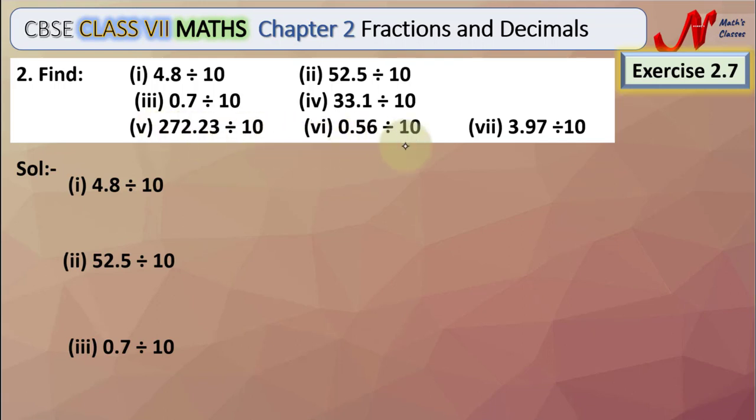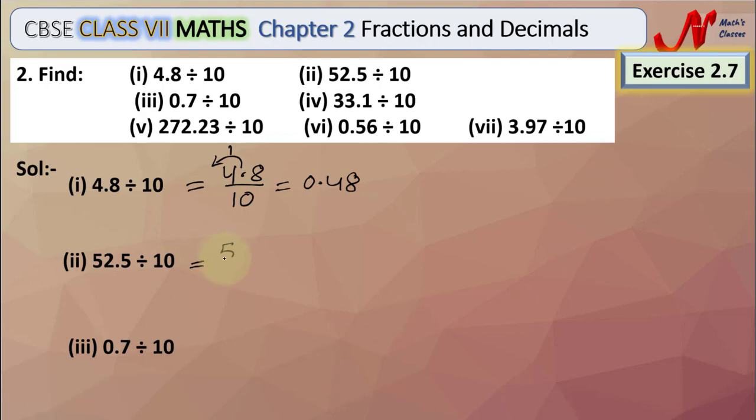Now we solve exercise 2.7, second problem. In this problem, 7 bits are given. First we solve the first bit. It is given 4.8 divided by 10. In the denominator we have 10, so we shift the decimal point to the left by 1 place, so it can be written as 0.48.